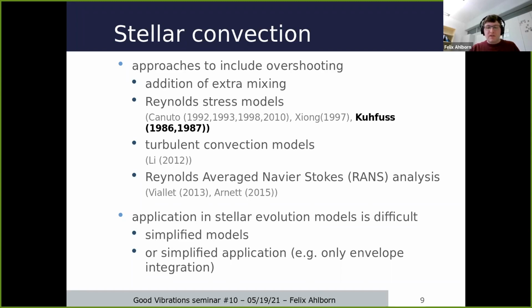However, the application of, for example, Reynolds stress models in stellar evolution is very difficult because of the additional number of partial differential equations which have to be solved. So often one has to start from more simplified models, and in that respect, the Kuhfuss models are moderately simple, or on the other hand, go to simplified applications. For example, only compute a solution for structural snapshots, or only look at parts of the star, like, for example, do an envelope integration.